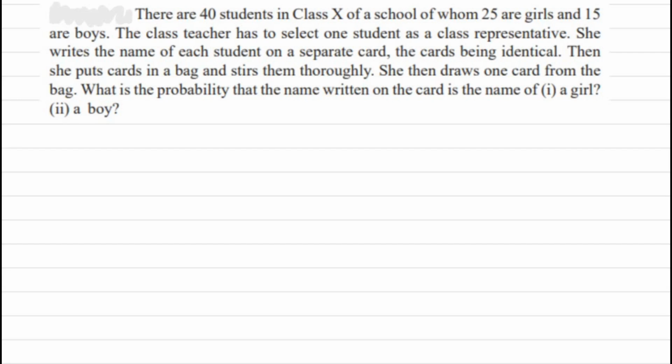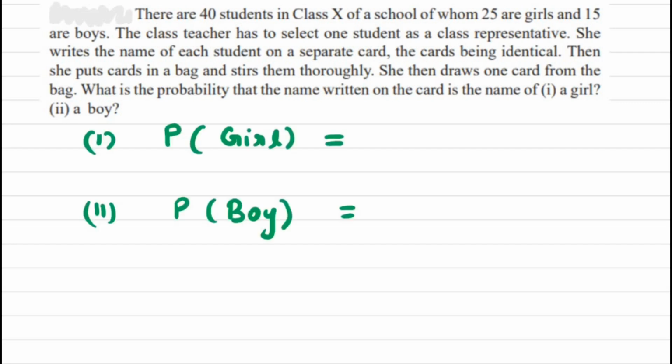We have to answer the question: what is the probability that the name written on a card is the name of a girl, and in the second part, a boy? Since we know that the probability of an event is the number of favorable outcomes divided by the total number of outcomes, the total number of outcomes is 40, since there are 40 students in the class.